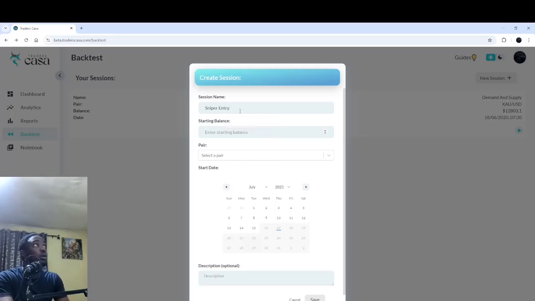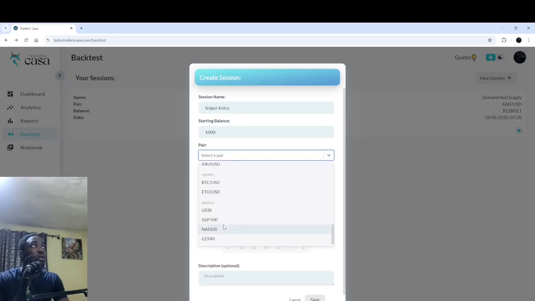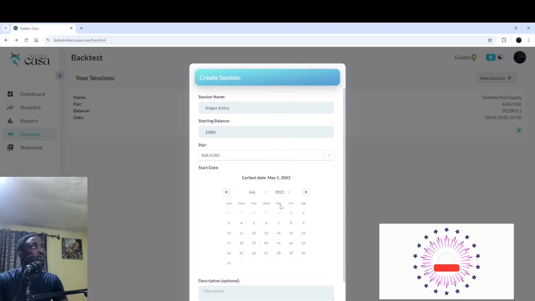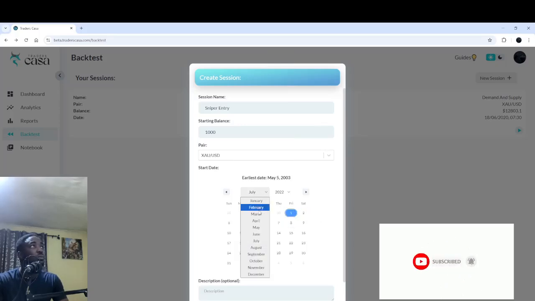entry. Then we'll set our account balance to $1,000. After that we'll select our pair. We all know the pair we are looking out for. Then we'll select our day. We can select any random day. Let me just select December 2022.